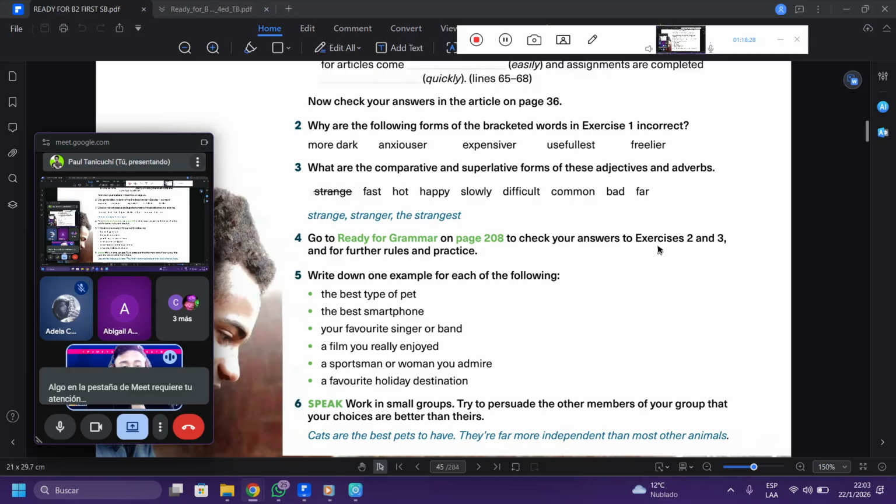Okay? With adverbs. Difficult: more difficult and the most difficult. Common: more common and the most common. And bad: worse, and the worst. Okay, worse, the comparative, and the worst, the superlative. Far: farther and the farthest. Okay, farther and the farthest.